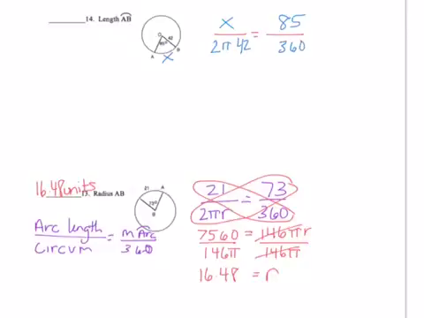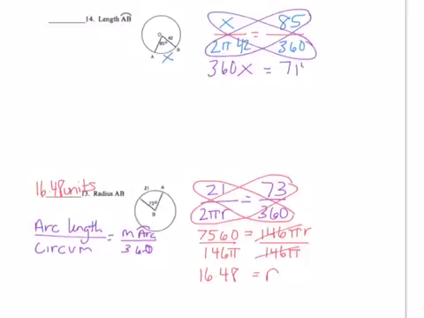I can do the fish hook, or I can just cross multiply. When I cross multiply, I get 360 x, not pi, but x, equals, and then I multiply all of this together. I'm just going to multiply my numbers. So 2 times 42 times 85 gives me an answer of 7,140 pi.